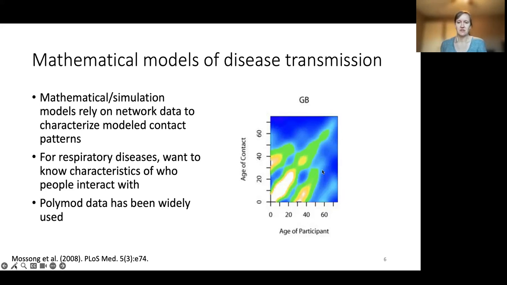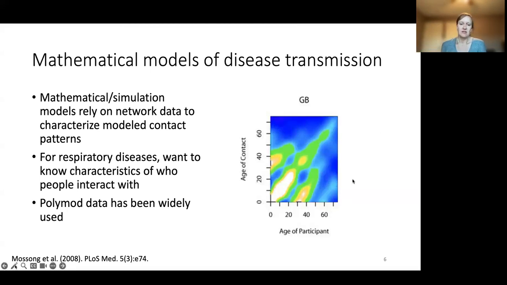And this plot on the right is just showing that POLYMOD data, a mixing matrix, showing that when you see the white colors, there's high density of contacts between those ages. And when you see the blue colors, it's really low density. You can see along the diagonal, there's this strong level of mixing where people are likely to interact with folks who are the same age as them. But then you also see these bands one generation removed lower and higher, where people are interacting, for instance, with their kids or their parents.